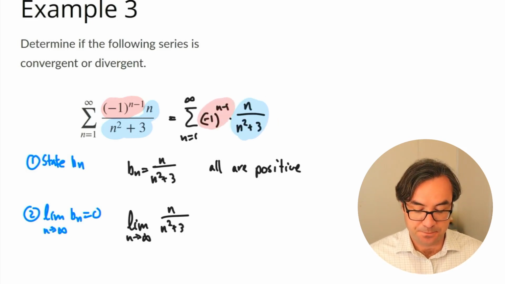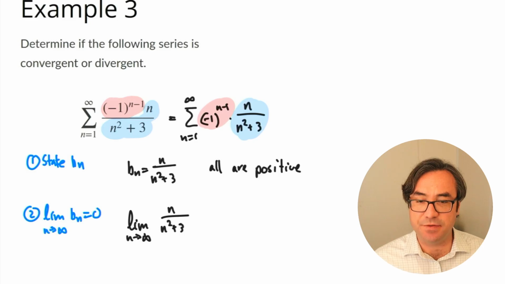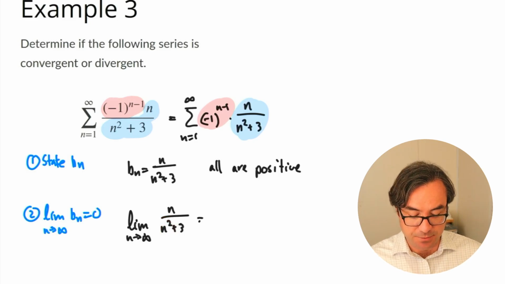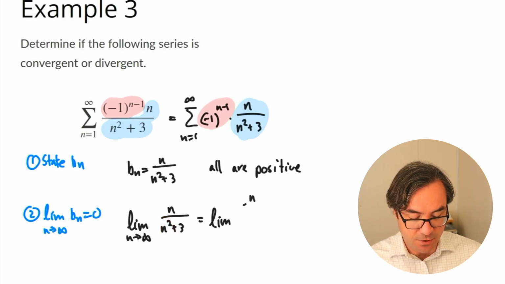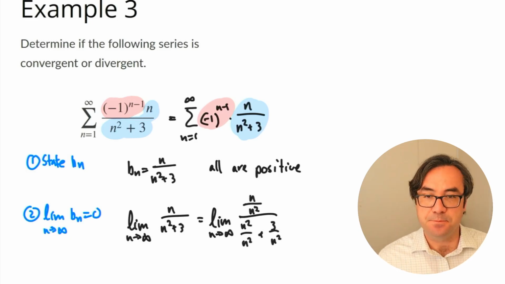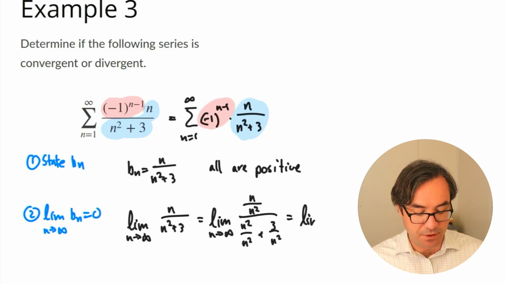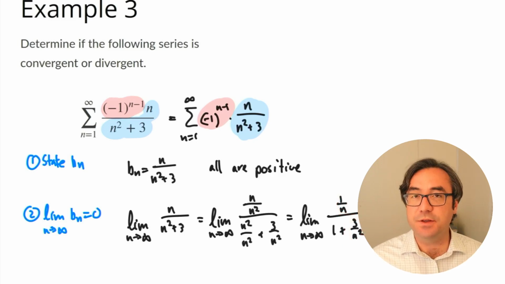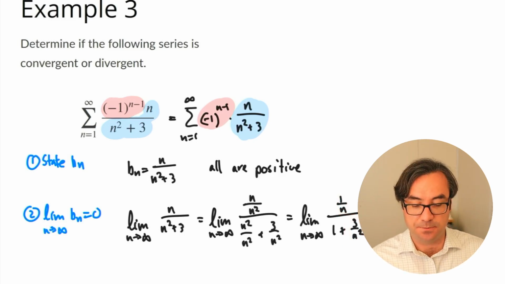And kind of like what we just did in the previous example, we could pick out the largest power of n in the denominator and divide every single term by that. So if we do that, we get n over n squared divided by n squared over n squared plus 3 over n squared, n going to infinity. Simplify, we end up with the limit as n goes to infinity of 1 over n over 1 plus 3 over n squared. And these 1 over n and 3 over n squared are c over infinity forms, so they both go to 0.